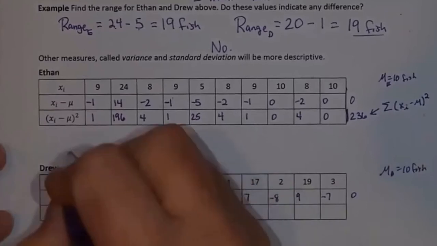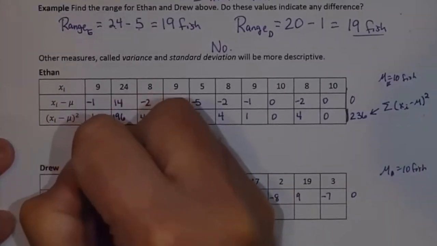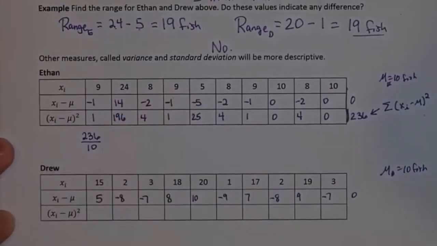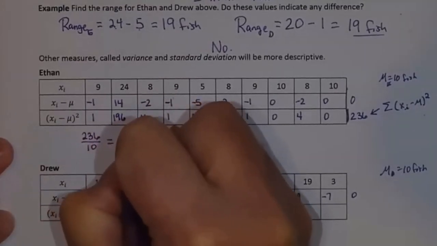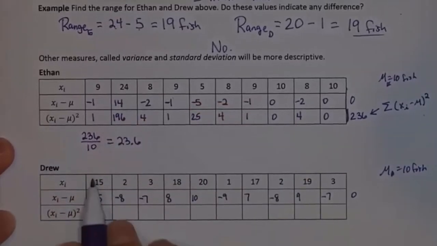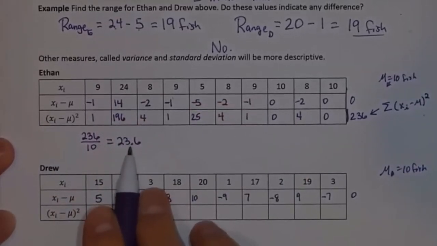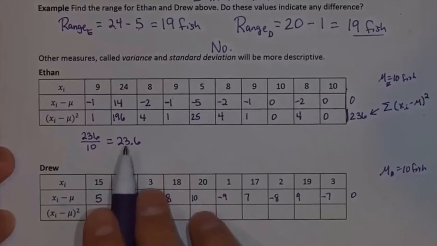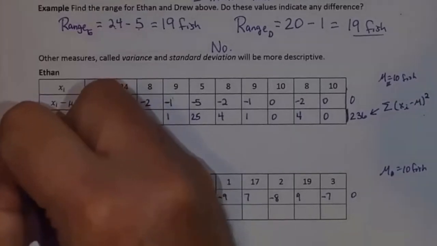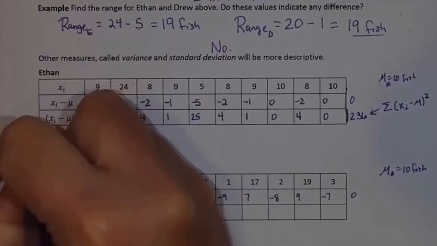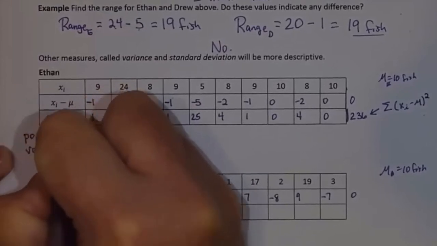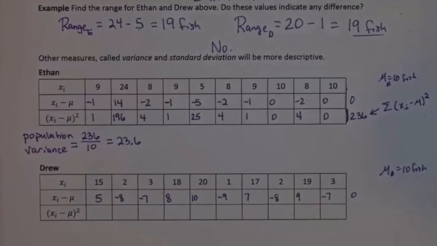So if we take the 236 and we divide that by 10, the number of data values, that is equal to 23.6. And that calculation right there, 23.6, is called the variance. Specifically, this is called the population variance. It's the population variance because we have a population of data.